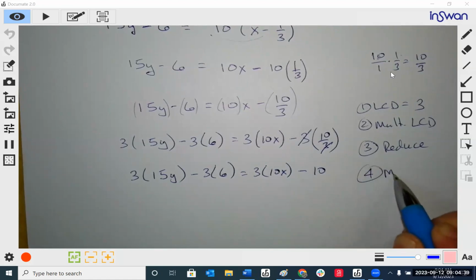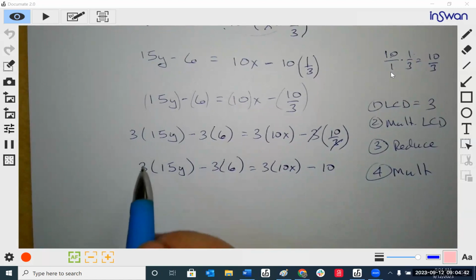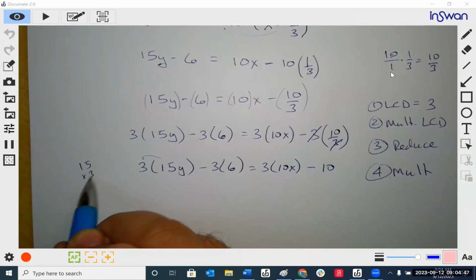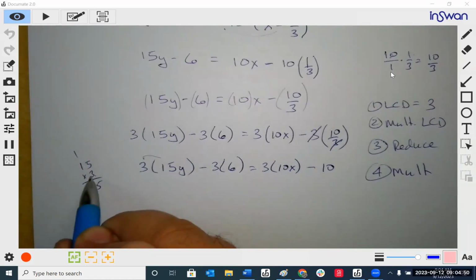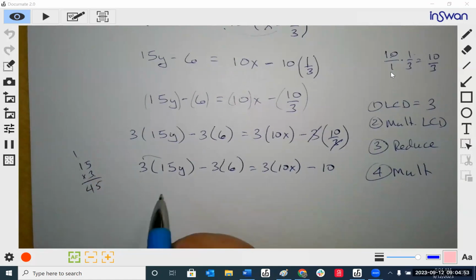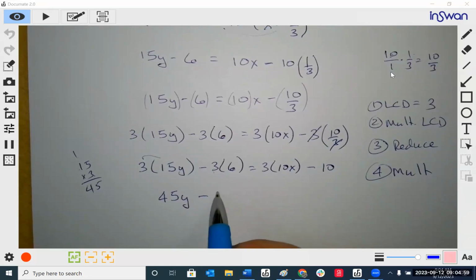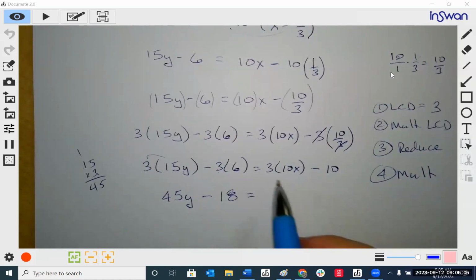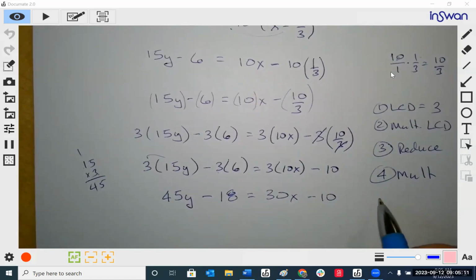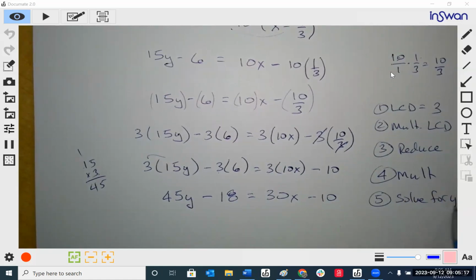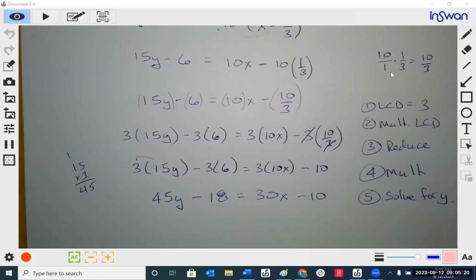Now we have to multiply to get rid of the parentheses. What's 3 times 15? 5 times 3 is 15. Carry the 1. 3 times 1 is 3 plus 1 is 45. Three times 6 is 18. 10 times 3 is 30 minus 10. The last step is solve for y.